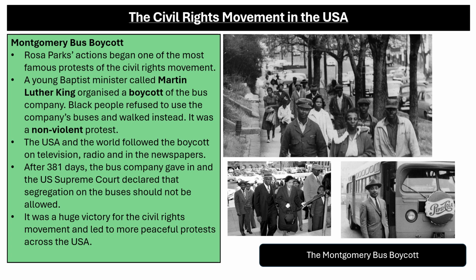Now, at the time in Montgomery in Alabama, a young Baptist minister called Martin Luther King was organising a boycott of the bus company in response to what had happened. Black people refused to use the company's buses and walked instead. And it's an example of a non-violent protest. The USA and the world followed the boycott on television, radio and in the newspapers. And after 381 days, the bus company gave in and the US Supreme Court declared that segregation on the buses should not be allowed. It was a huge victory for the civil rights movement and led to more peaceful protests across the USA.